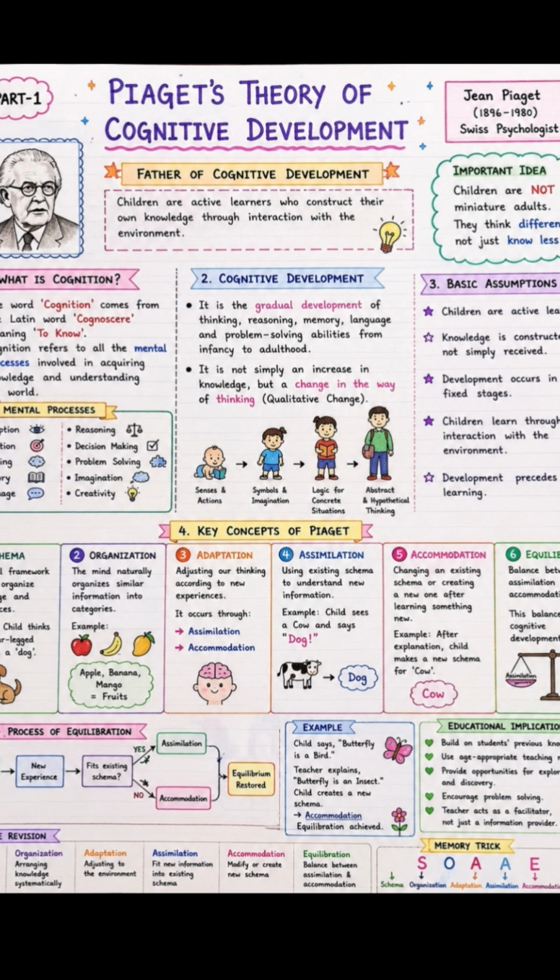One important thing to remember is that cognition cannot be seen directly. हम किसी के ब्रेन के अंदर जाकर उसके थॉट्स को डायरेक्टली ऑब्जर्व नहीं कर सकते. Instead, psychologists understand cognition by observing a person's behavior, response, problem solving ability, and interaction with the environment.